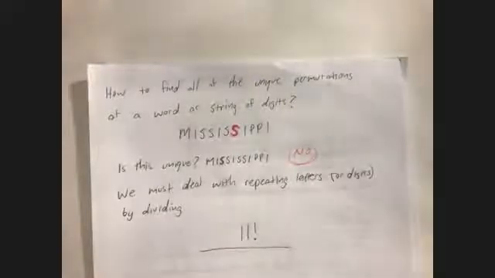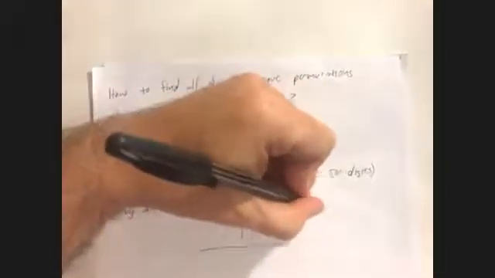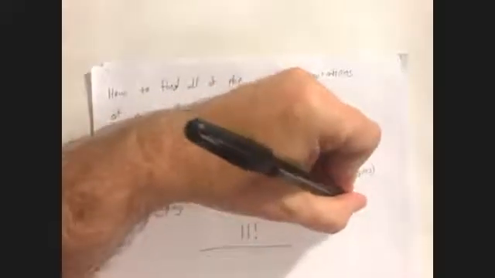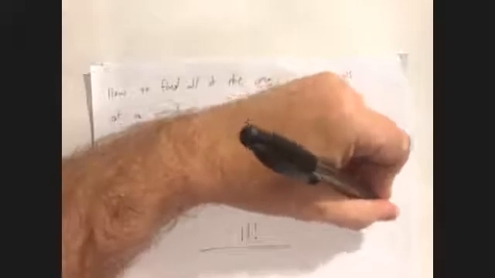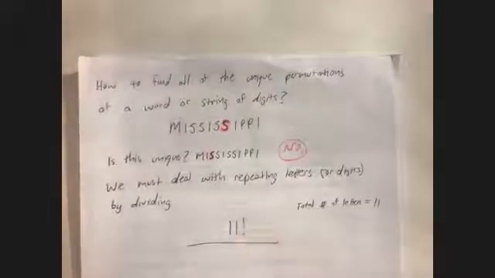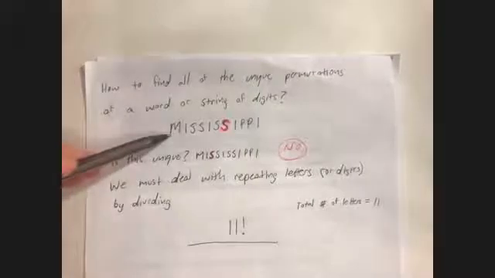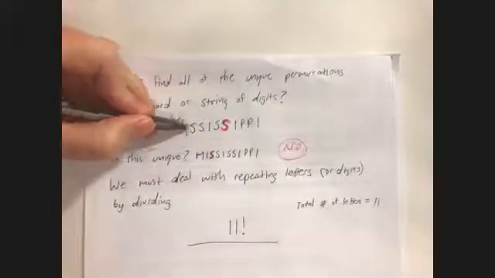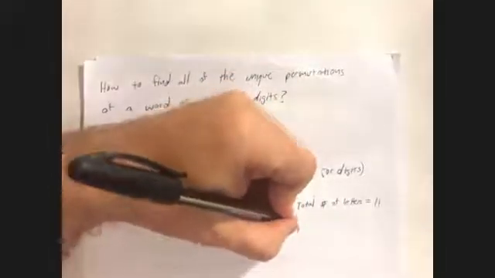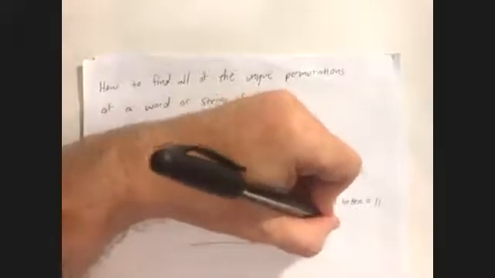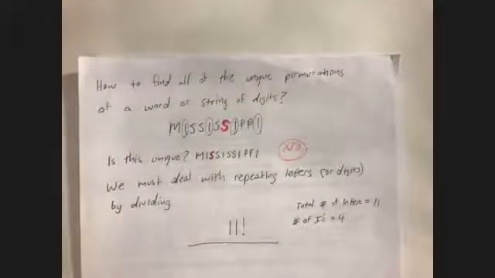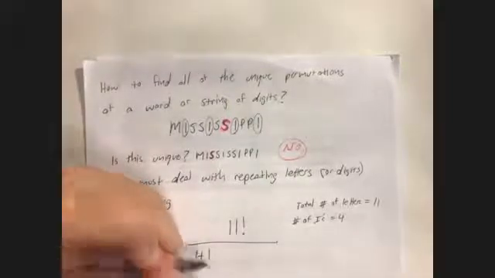Then I have to divide by anything that repeats, the factorial. So here's what I mean. Total number of letters is 11. That's where that comes from. M does not repeat, but I does. 1, 2, 3, 4 I's. So the number of I's is 4. So I have to divide by 4 factorial.